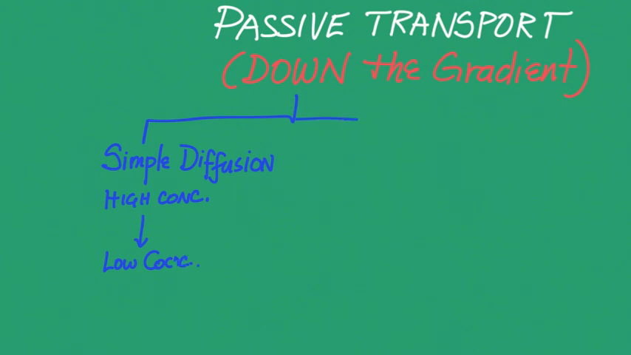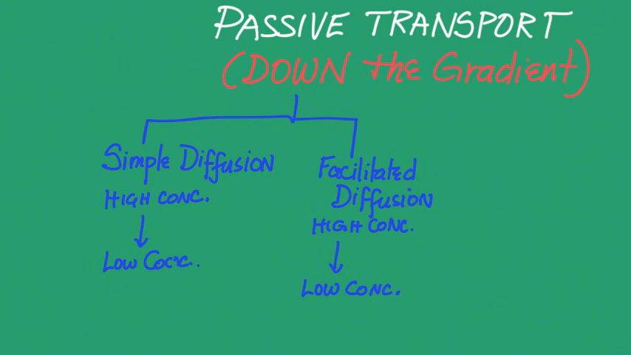So now let's take a look at facilitated diffusion. It's very much like simple diffusion, but the only difference is that facilitated diffusion needs a protein channel, which means larger molecules will move through this. Polar molecules will move through this channel. In simple diffusion, the movement of molecules are usually very small. So here we have a protein channel for facilitated diffusion.